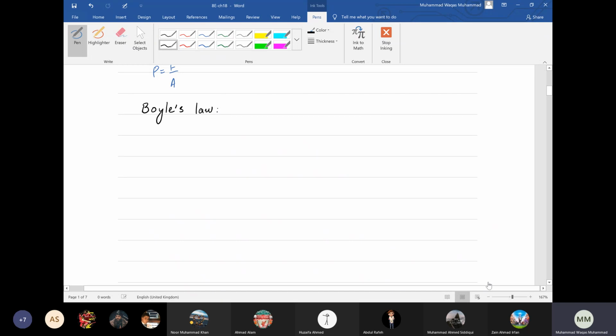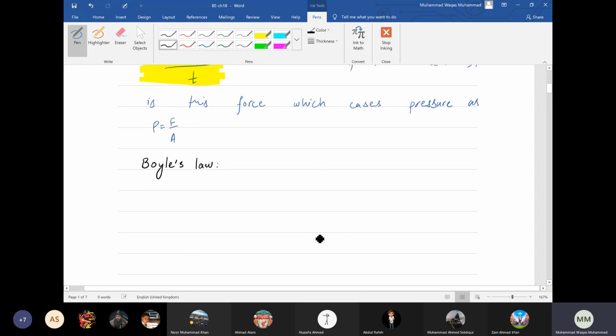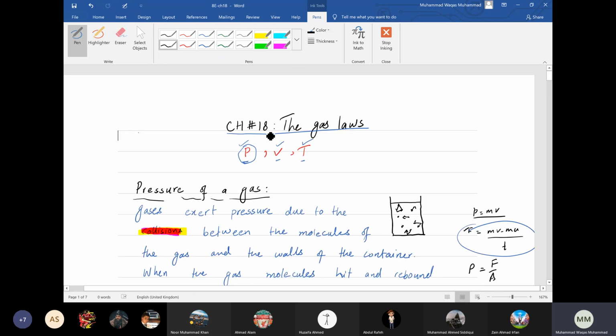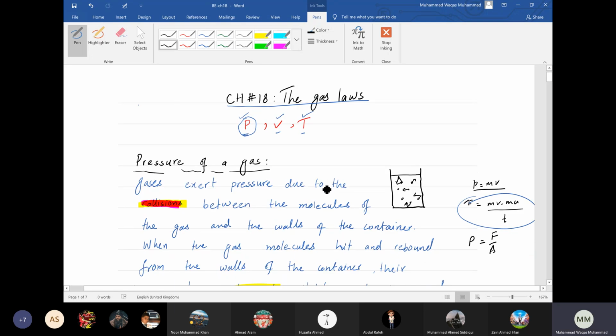Actually, beta, in this chapter we are going to study the relation between pressure and volume of the gas, between volume and temperature of the gas, and between pressure and temperature of the gas. These relationships are called gas laws as well. Now beta, here you need to remember one thing.